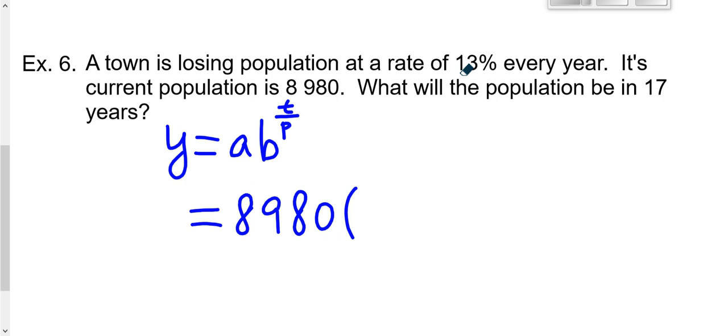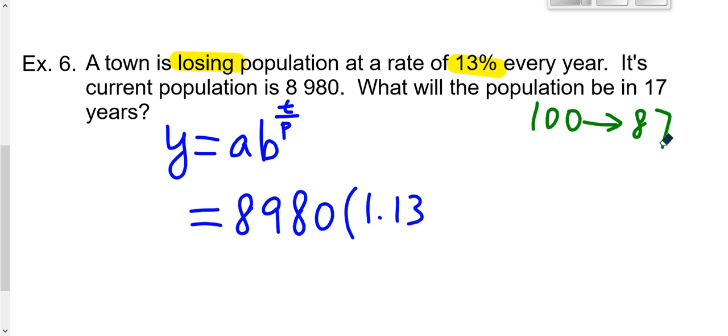Some of you may say, just like the last question, 1.13. Does that make sense? Read the question again. If you look at this, we are losing population at a rate of 13%. So what does that mean? You can think of this as if we start off with 100 people losing 13%, how many people are still there for next year? You still have 87% remaining. So next year you have 87.